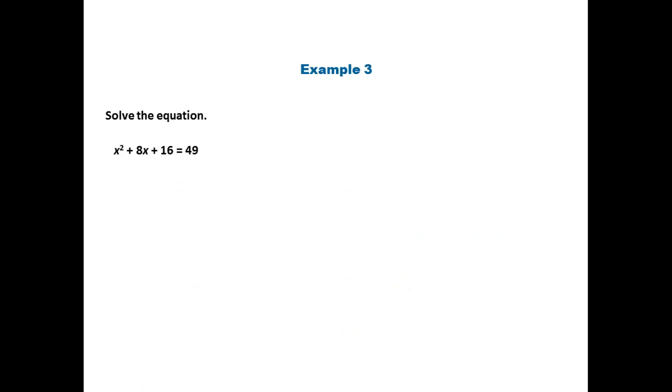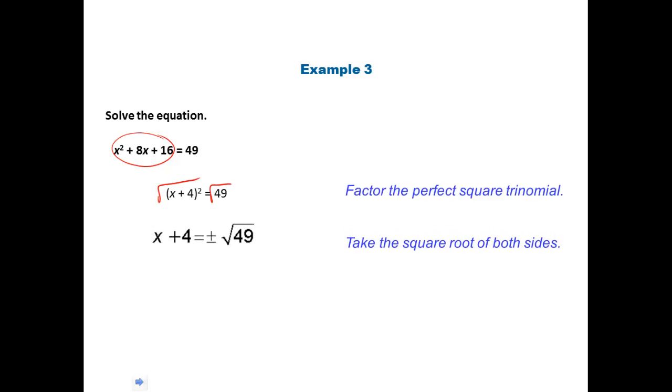Okay, very similar example. We have x squared plus 8x plus 16, and we should notice that this is one of our perfect square trinomials. It is x plus 4 squared, and from here we take the same steps. So we're going to square root both sides, keeping in mind the plus or minus. Then we subtract 4. And our last step here is to simplify the square root, and we should notice the square root of 49 is a perfect square. This is equal to 7.